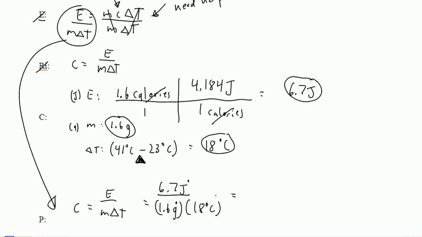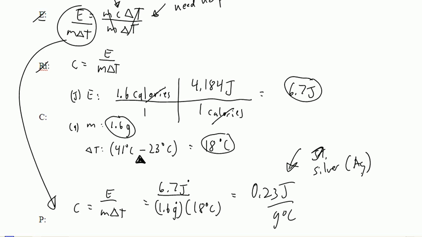So, I'm going to multiply 18 by 1.6. That's going to be 28.8, so we're going to take 6.7 divided by 28.8, that equals 0.23 joules per gram degree Celsius, and we're going to find out later that that's the specific heat of silver. Transition metal silver really isn't that hard to heat up as compared to water. It's only 0.23 joules to raise it 1 gram every 1 degree Celsius.